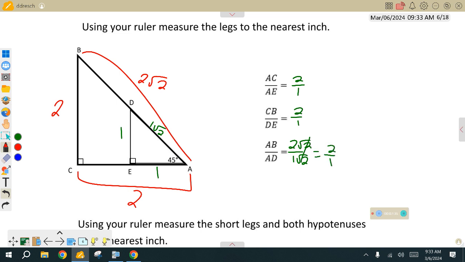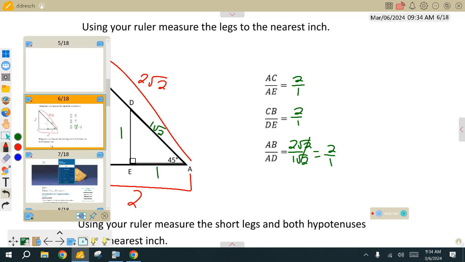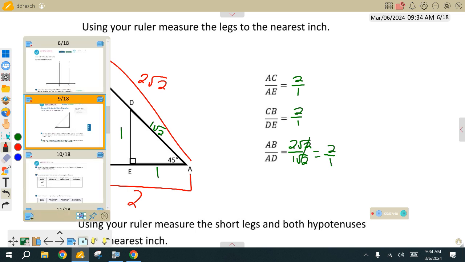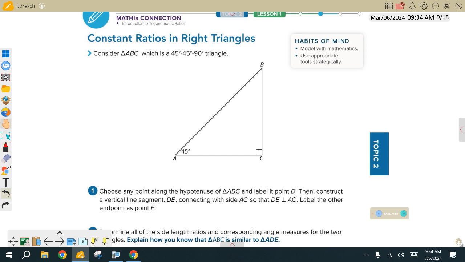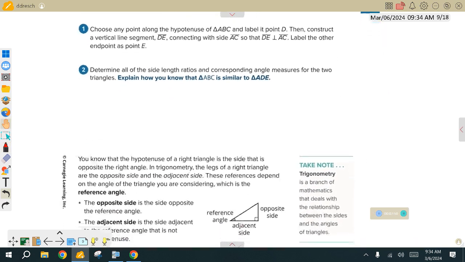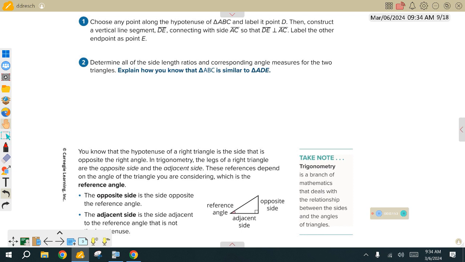Cool. Now, let's flip it back to our book. Now, don't do anything with that paper. We're going to keep using that paper for a few more questions. So give me a second to flip back to that page. Okay, with that triangle there, take a quick second with your partner. Question 2. Explain how you know those two triangles are similar. Give me a good explanation how you know that those two triangles are similar.